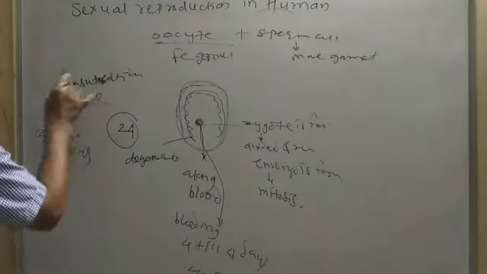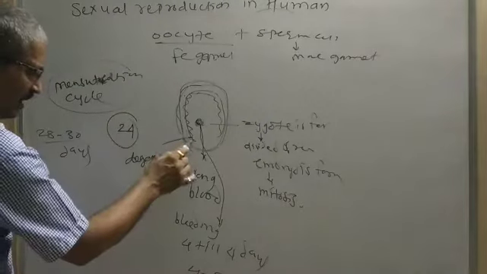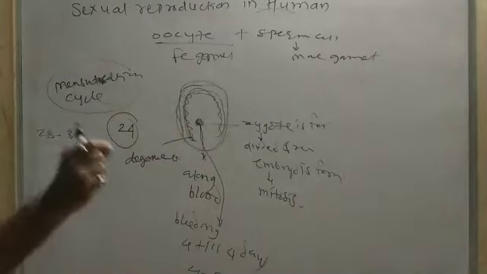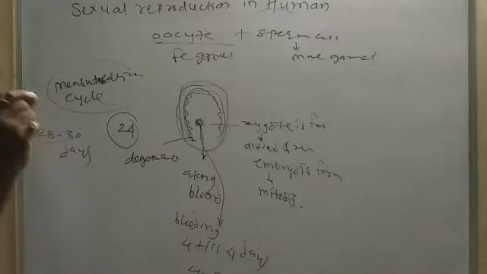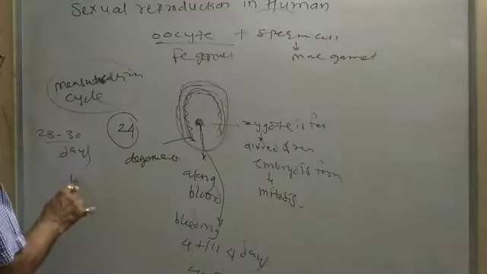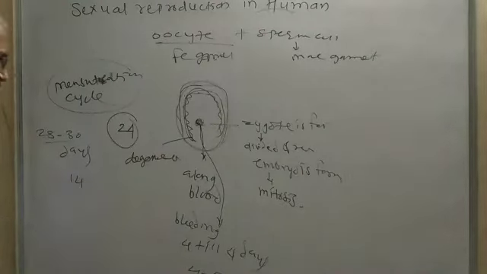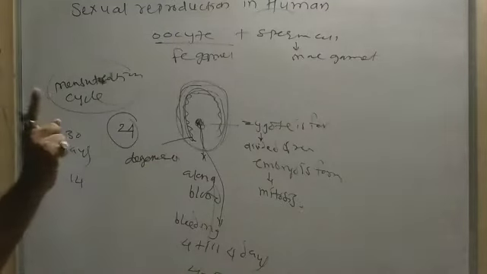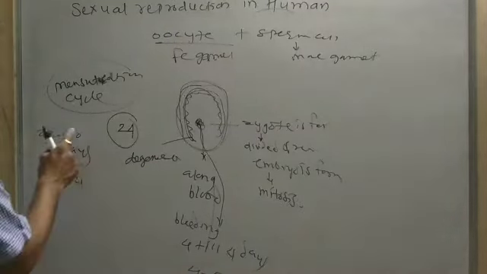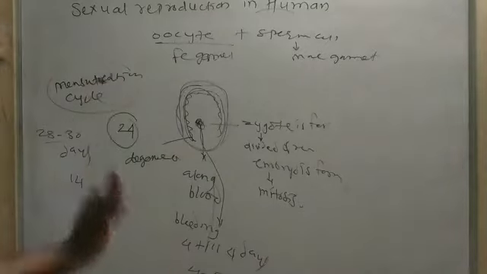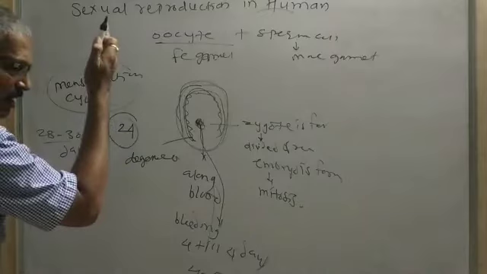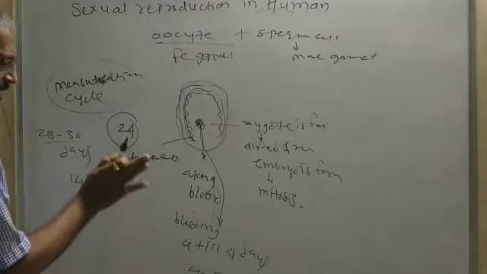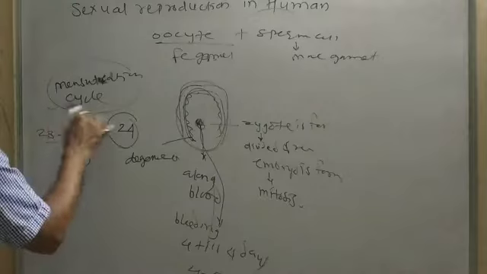Once the menstruation cycle has started, the endometrium layer regenerates after every 28 to 30 days. Then it develops till 14 days, and after 14 days again it starts to degenerate, and thus along with blood, this one oocyte is given out after every 28 to 30 days. It is ejected by the uterus. That is called a menstruation cycle.